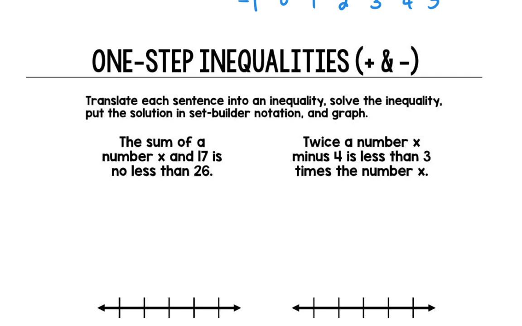Now we're going to translate and graph each of these sentences here. You do not need to worry about set builder notation right now. Start with the first one. The sum of a number x and 17 is no less than 26. So we have x plus 17, no less than. That means it has to be greater than or equal to 26.